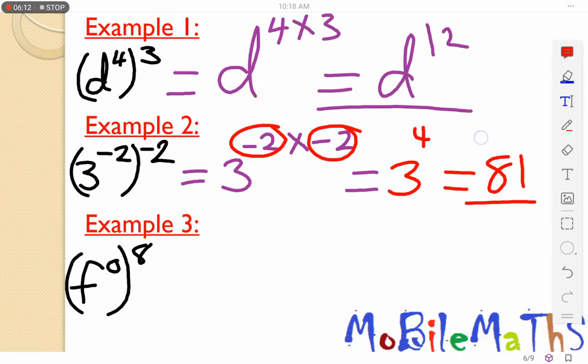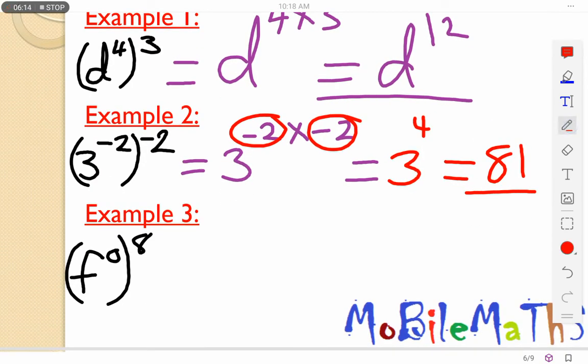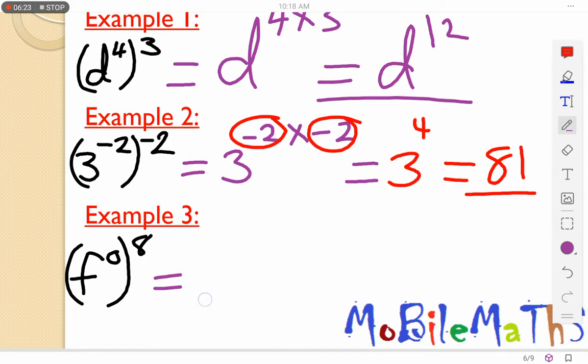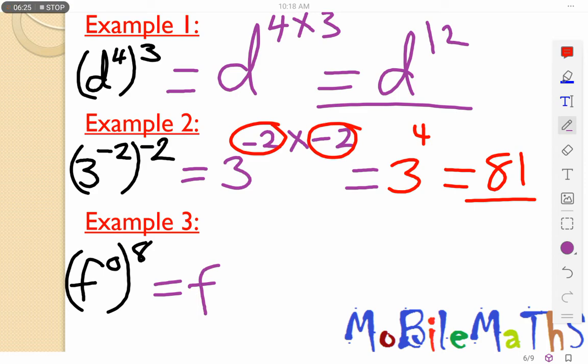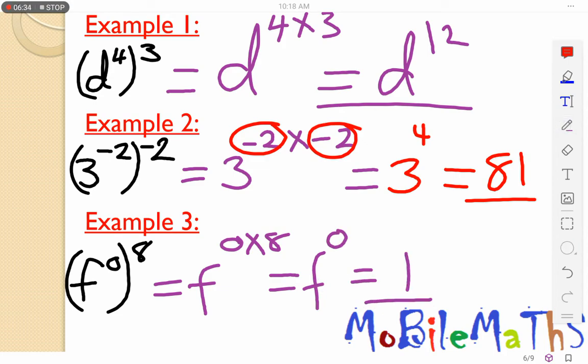Let's move on to the last question there. We have f to the power of 0. So maybe let's expand it: f to the power of 0 times 8. What do we get? We get f to the power of 0, and we said any number to the power of 0 is 1. So that's our final thing there.